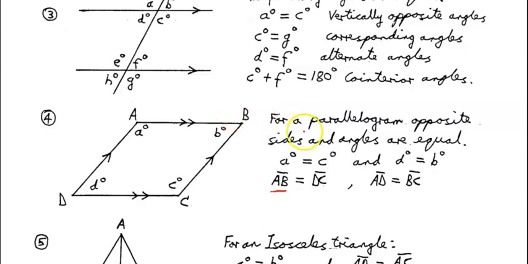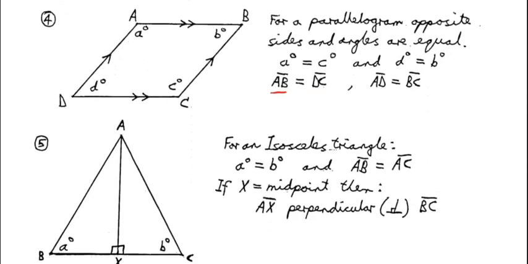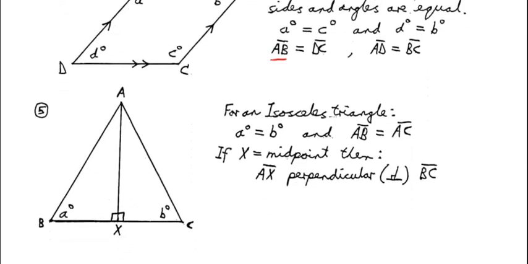Okay, let's go a bit further again. Isosceles triangle. Here you have these two sides here equal in length. Angles A and B are equal, and then if X is the midpoint, then the line AX is perpendicular, and that's the symbol for perpendicular there, is perpendicular to the line BC.